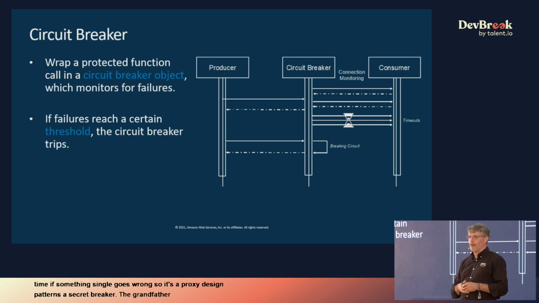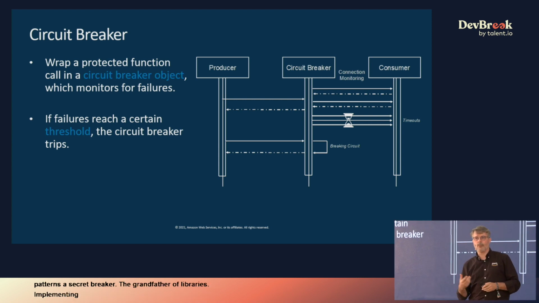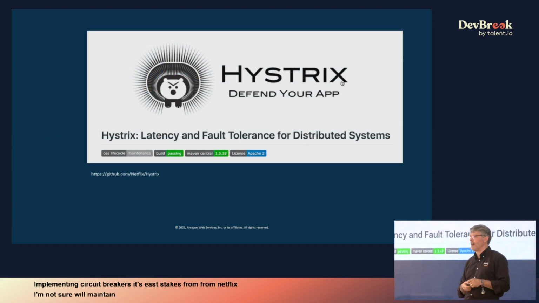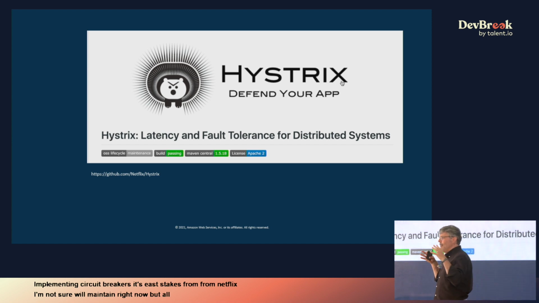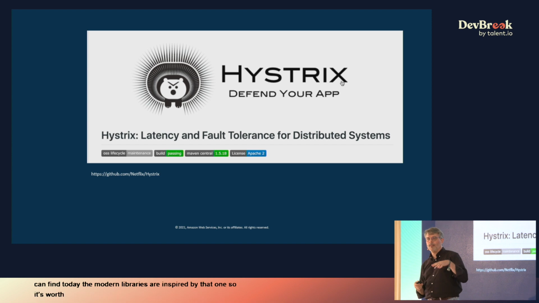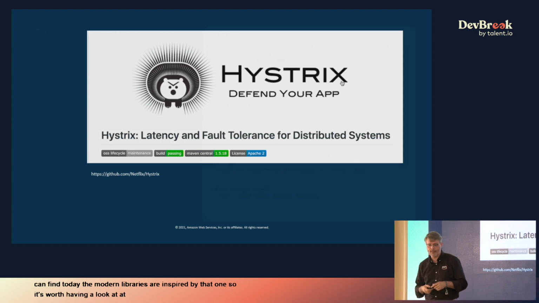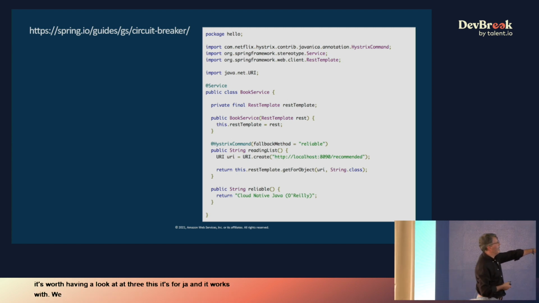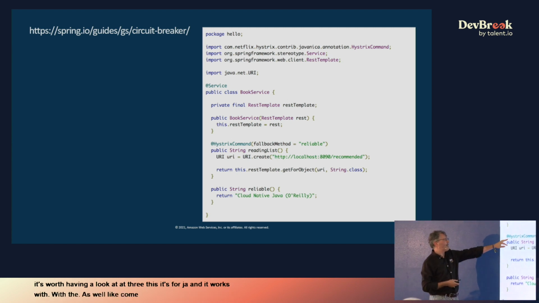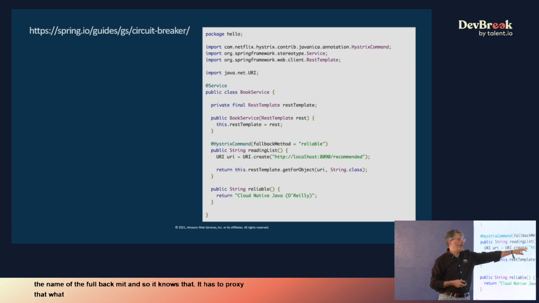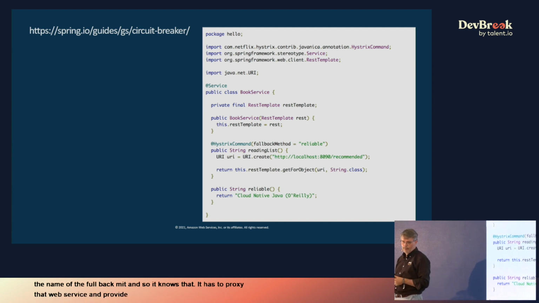The grandfather of libraries implementing circuit breakers is Hystrix from Netflix. I'm not sure it's well maintained right now, but all the modern libraries that you can find today are inspired by that one. So it's worth having a look at Hystrix. Hystrix is for Java, and it works with decorators as well, like Hystrix commands, and you give the name of the fallback methods. And so it knows that it has to proxy that web service and provide some default value if it cannot reach the service.